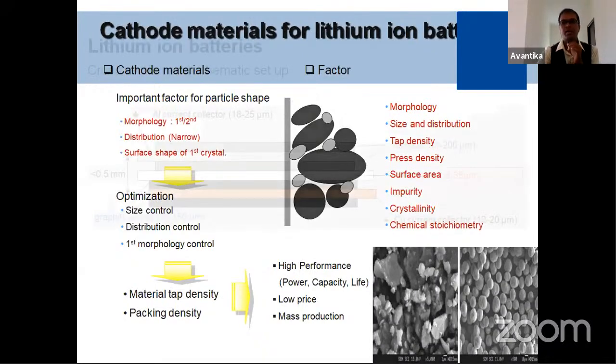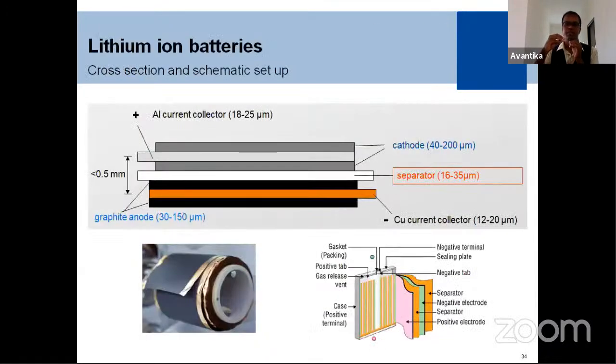This is a cross section of the prepared lithium-ion battery. How thick it could be for the cathode side, how thick for the anode, and how thick the separator could be. It gives the idea of the thickness of the different materials.